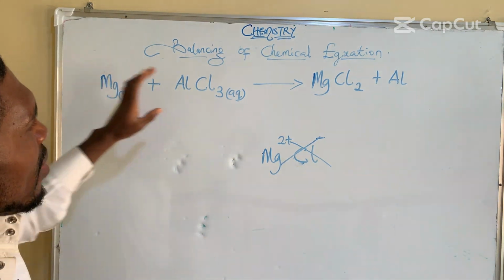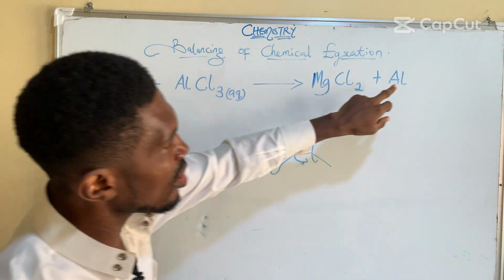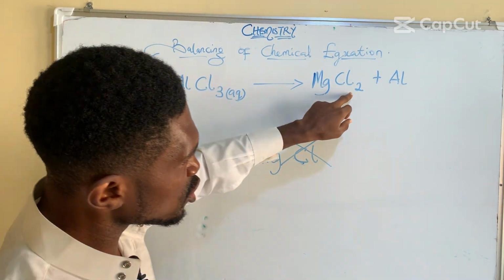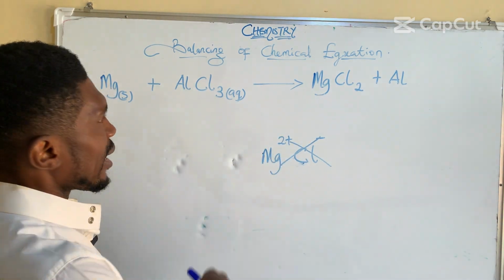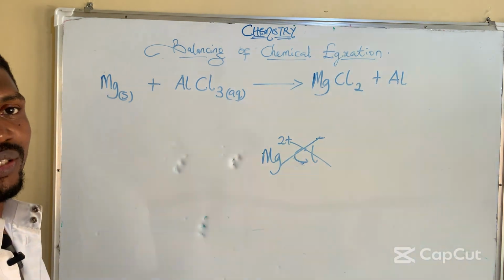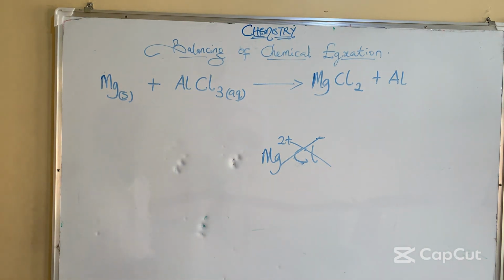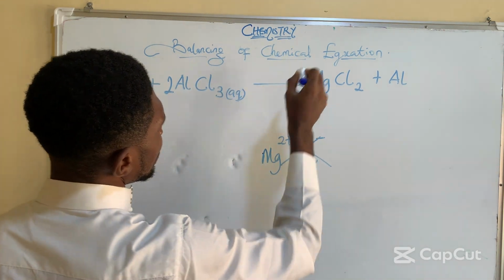Magnesium is 1 here, magnesium is 1 here. Correct. Aluminium is 1 here, aluminium is 1 here. Correct. Chlorine is 3 here, chlorine is 2 here. It's not correct. So we have to go back and see how we can add the numbers that will make it correct. The only thing wrong here is chlorine. So what if we add 2 here and add 3 here?